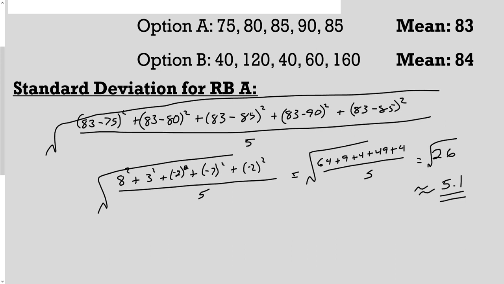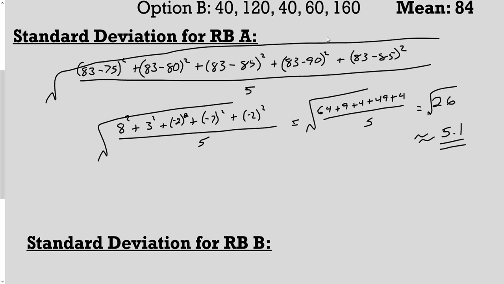So what the standard deviation means is that for running back A, on average, he will run 83 yards. But he will also tend to deviate from that mean by an average of 5.1 yards. So the larger the average, the farther he runs. The smaller the standard deviation, the more consistent he is. So we want the mean to be high and the standard deviation to be low. It shows that the data is all very tightly grouped.